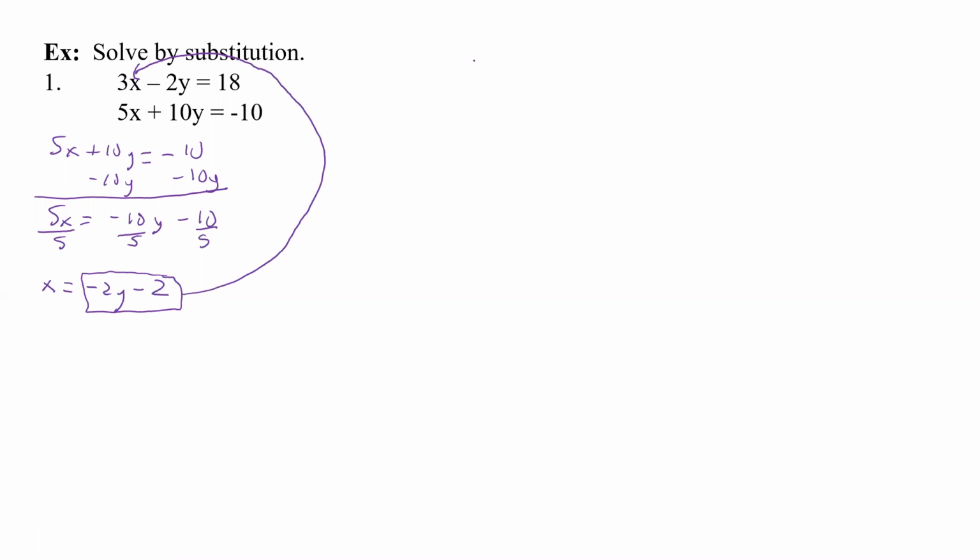So I'll take 3 times this value here, -2y minus 2, then minus 2y from that equation, and that equals 18. Now I distribute and simplify. So that's going to give me -6y minus 6 minus 2y equals 18.